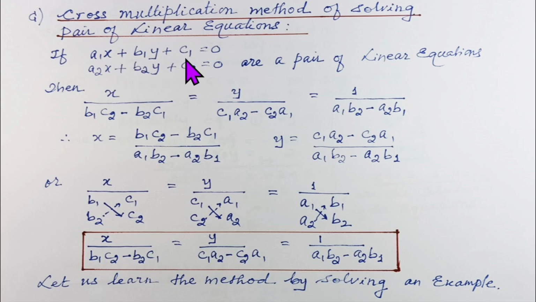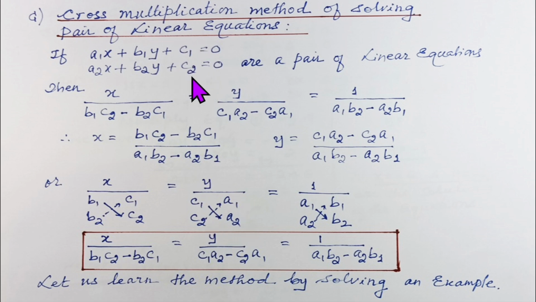Now first of all, we have to write the equation in standard form. These are the standard forms here. Now take x first. Taking x, leave the coefficients of x, take the coefficients of y and the constants, that is b1, b2, c1, c2. And take y, leave the coefficients of y, take the coefficients of x and the constants, that is c1, c2 and a1, a2.